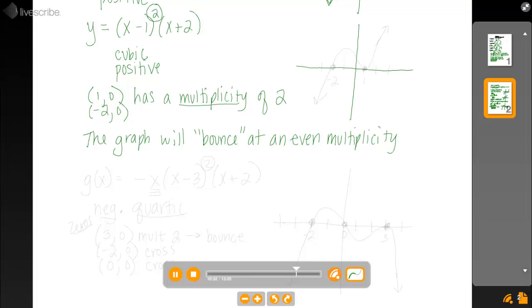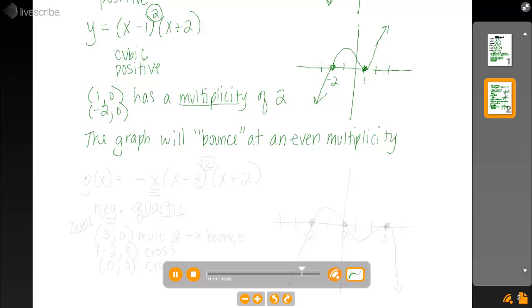So let's see what that would look like. There's 1, here's negative 2. I know that there are zeros at both of them. I know it's cubic, it's positive, so that right arm has to go up. The graph will bounce at our 0 of 1. What that looks like is it'll kind of touch it and then come right up. And then at negative 2, it just has to cross through, just like we saw before. So that's what I mean by bounce. It touches it and then just comes right back up off. That bump is kind of just sitting right on the x-axis.